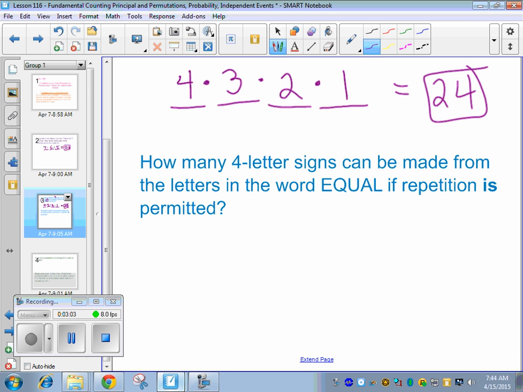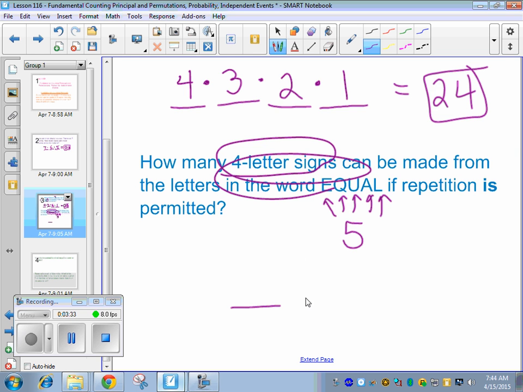This one's different because repetition is allowed. In the last one, we couldn't repeat any of the numbers. So for this one, how many 4-letter signs can be made from the letters in the word EQUAL? Really, all we care about is how many different letters we have in the word EQUAL. There are 5 letters. We're making 4-letter signs, so there are only 4 spots.